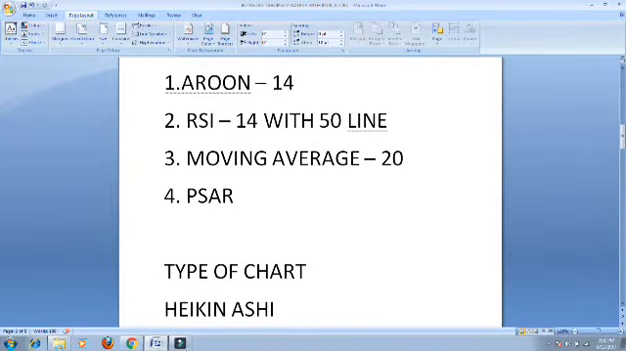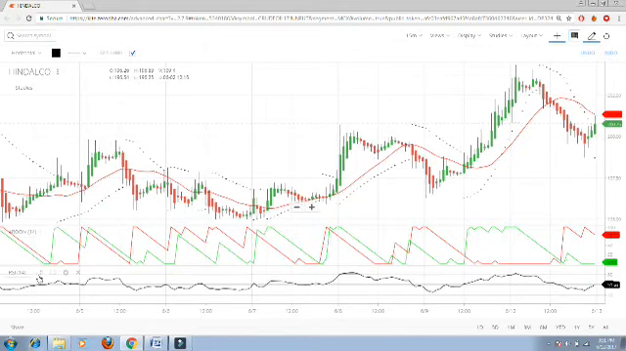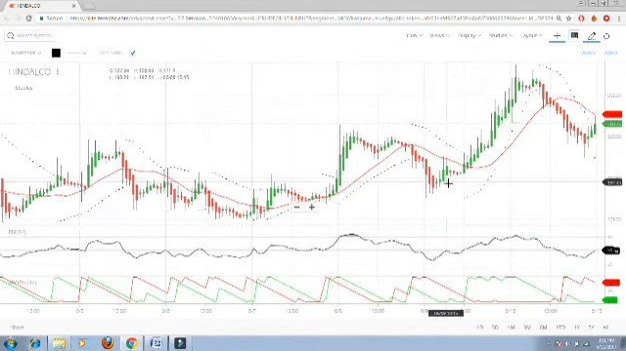Aroon 14, RSI, moving average, PSAR. We have added all these four. Now let's make this RSI bigger. Okay, so now let's get started with the main strategy.